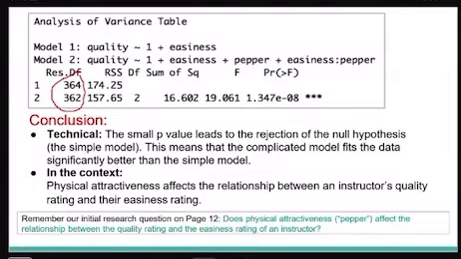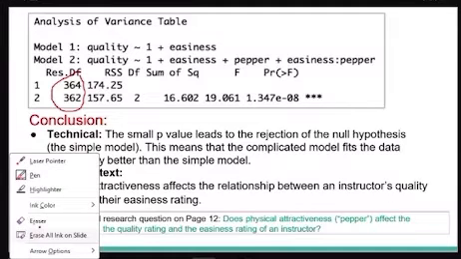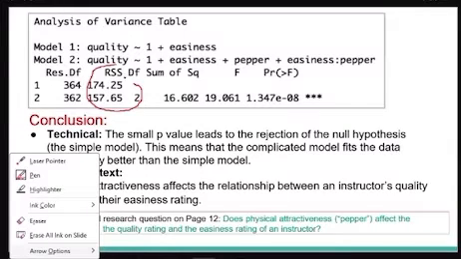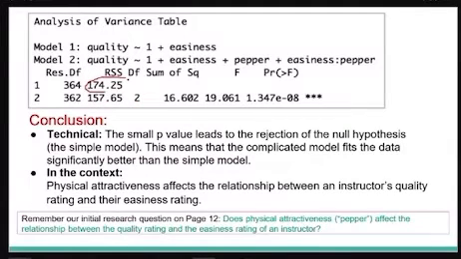What is expected? RSS. The RSS here, the first one, 174.25, is the residual sum of squares for the simple model. This one here is for the complicated model. Can you see that? Okay.